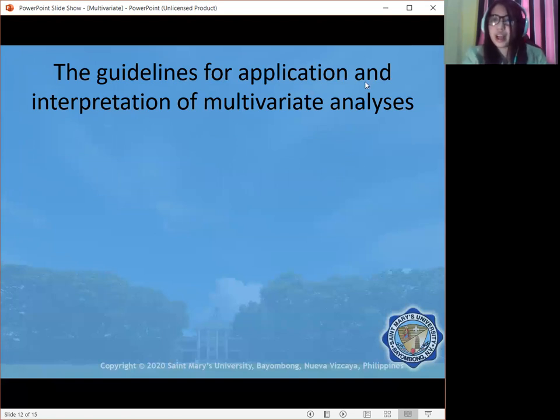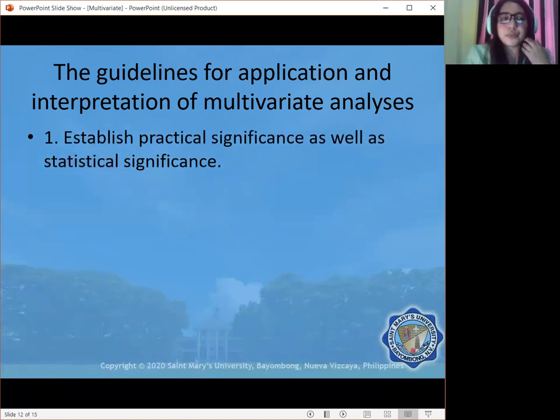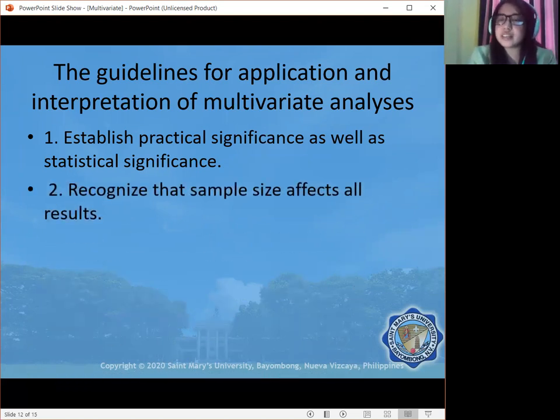So let us move to the guidelines for applications and interpretations of multivariate analysis. We need, of course, to establish practical significance as well as statistical significance. Most commonly we just focus on the statistical significance, whether to reject or accept our null hypothesis. But as much as statistical significance is important, it is also important to consider the practical significance. Next, recognize the sample size effect on all results. As much as possible, if you are planning to use multivariate data analysis, you must have a large sample size.